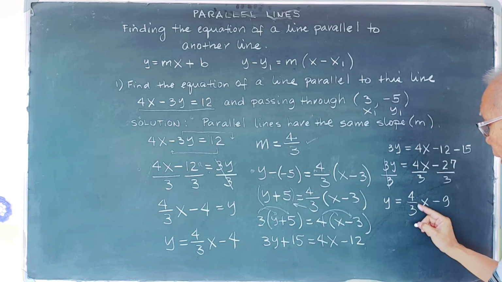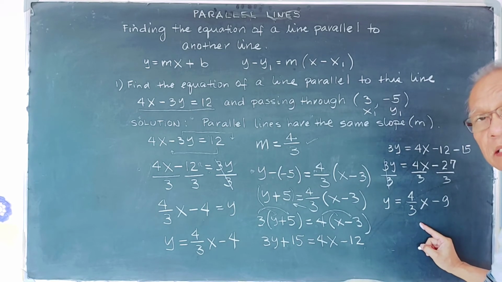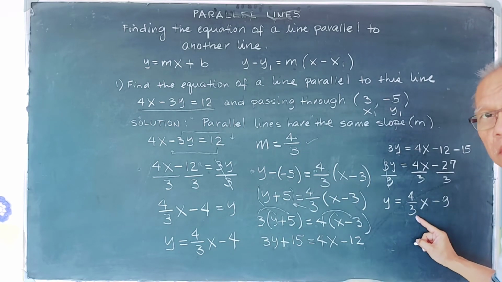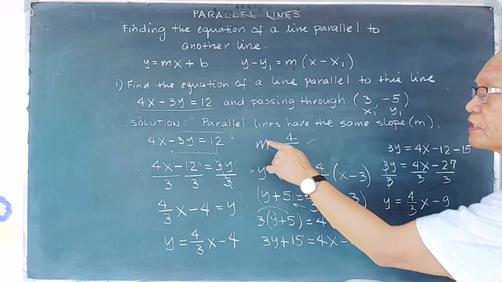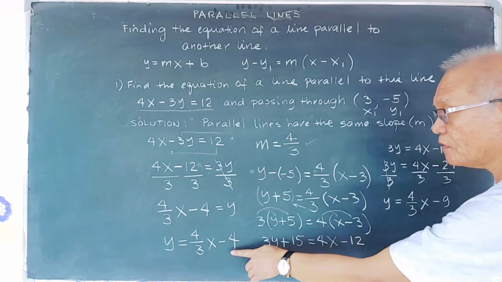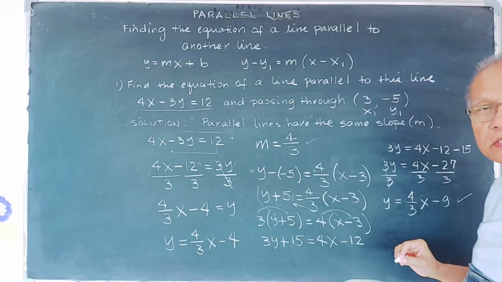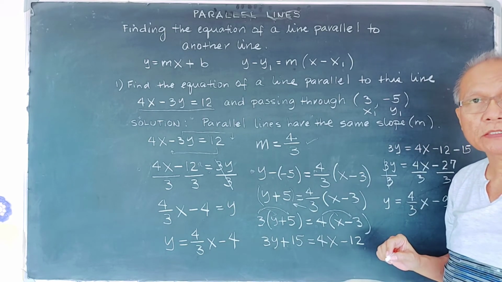Now, our second line has the same slope as the first line. You see, 4 over 3 is our slope of the second line. The first line has also a slope of 4 over 3. Therefore, our linear equation for the second line is correct.